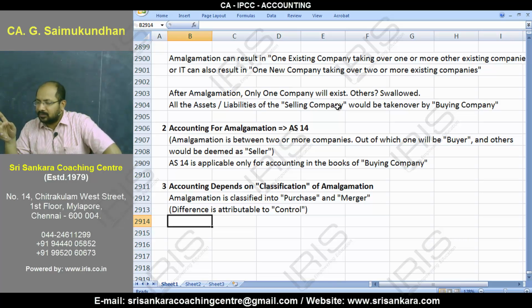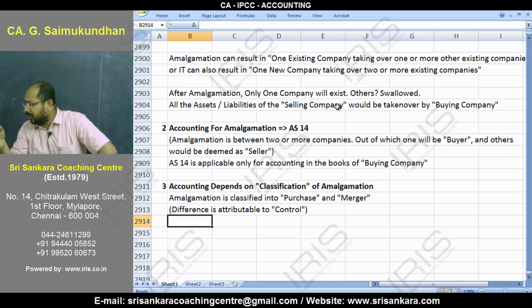Second is a purchase. First is a merger. What's the point of difference? Control. So the idea being, in the first case, you, the seller, continue to own a stake proportionately in the combined entity, because you are part of running this entire business. Second case, you don't get that kind of control at all. You don't get that kind of stake at all. That is the point of difference between merger and purchase.